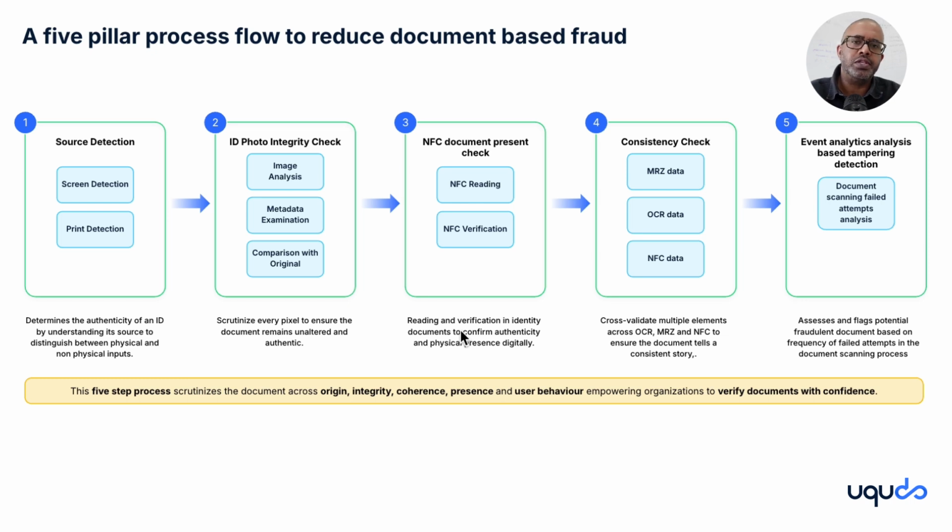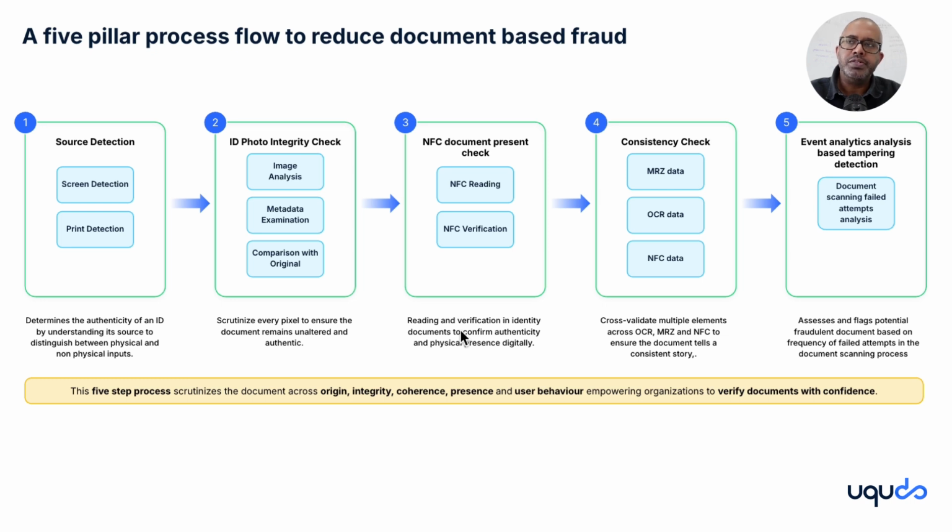The first pillar is source detection. This is about checking the source of the document. Is this the legitimate, physically issued document by the authorities that's presented to the main camera? Or is this a printed copy? Or even worse, is this a digitally manipulated version of this document that is on another screen, an iPad, another phone, or even a TV?